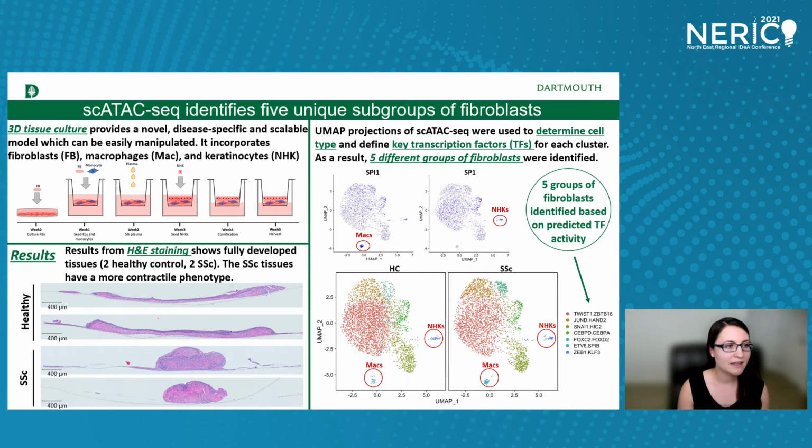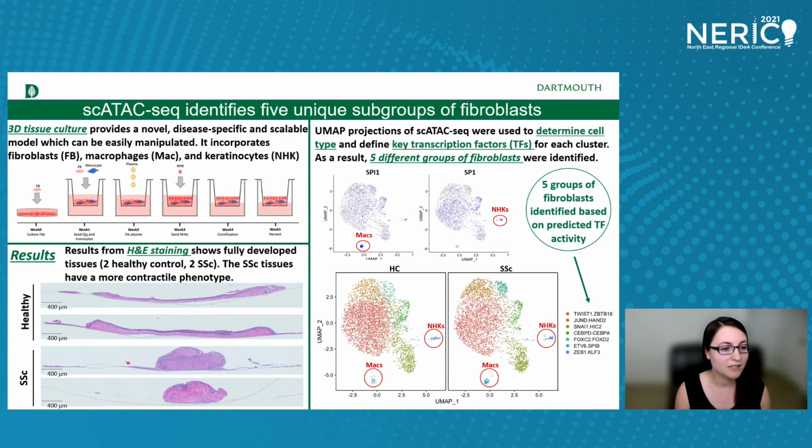We apply this technique to our 3D tissue culture, which is a novel disease-specific model for SSc. And we do this by incorporating many components directly from patients. So we have fibroblasts, macrophages, keratinocytes, and also patient plasma in our 3D tissues. Over the course of 5 weeks, we are able to effectively grow human skin in vitro.